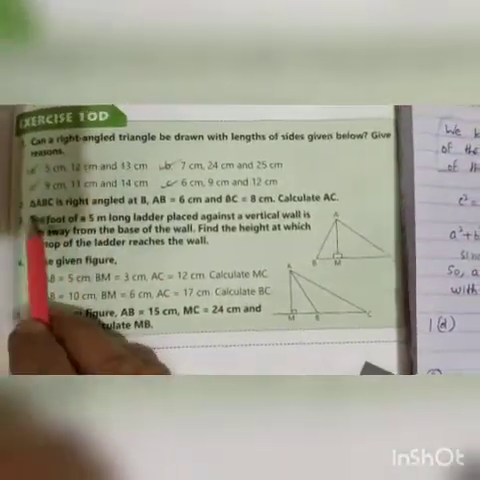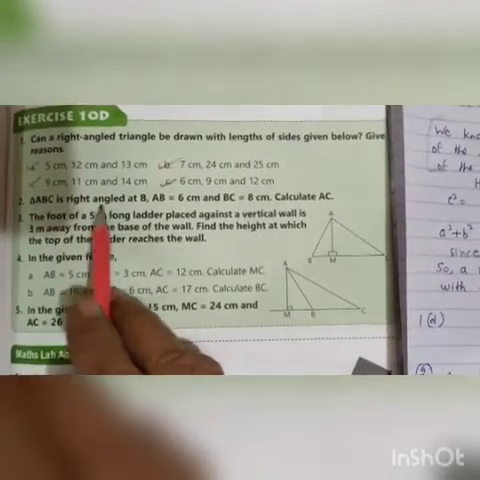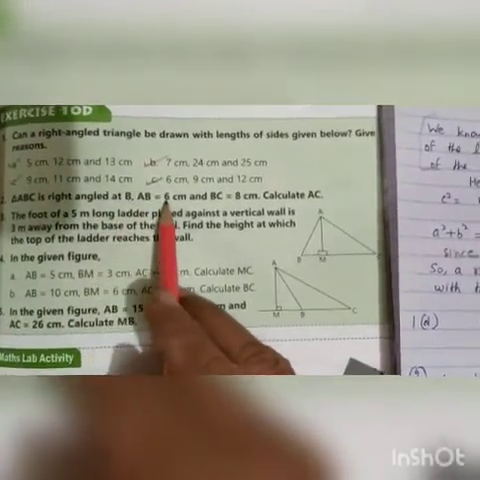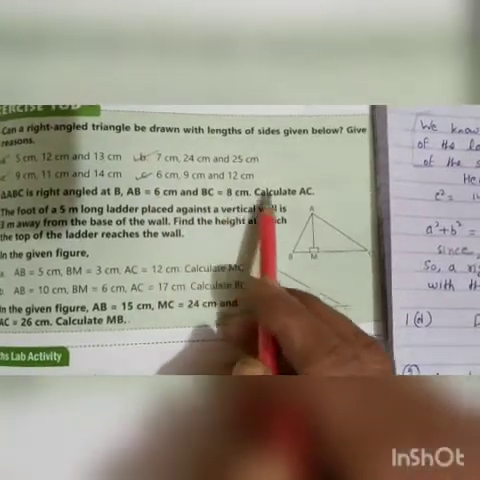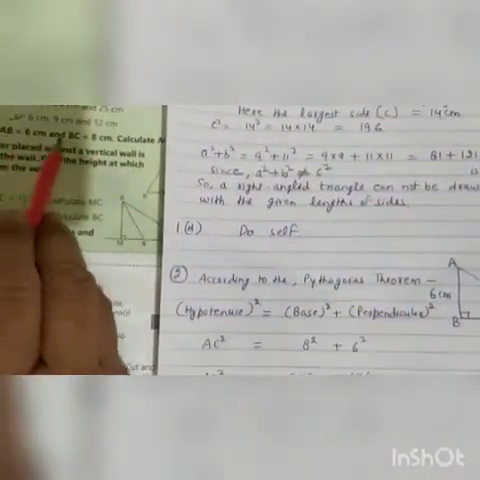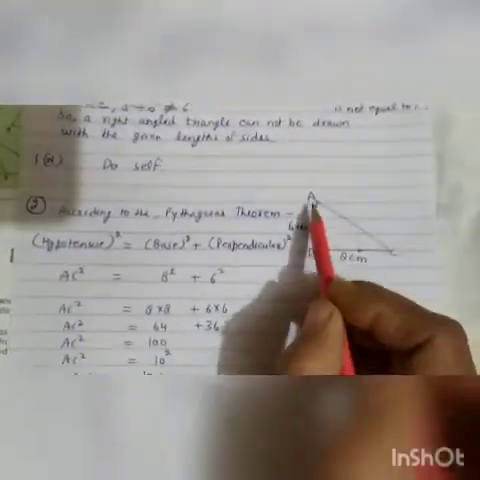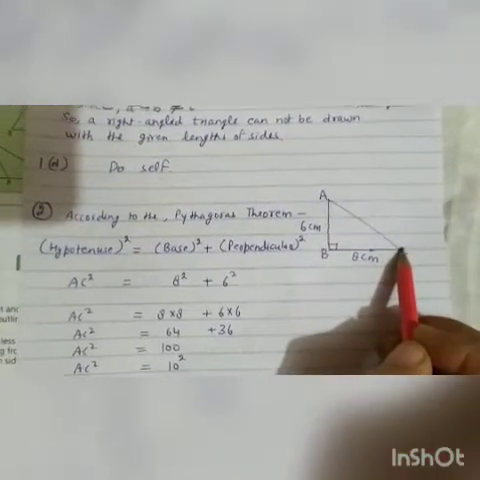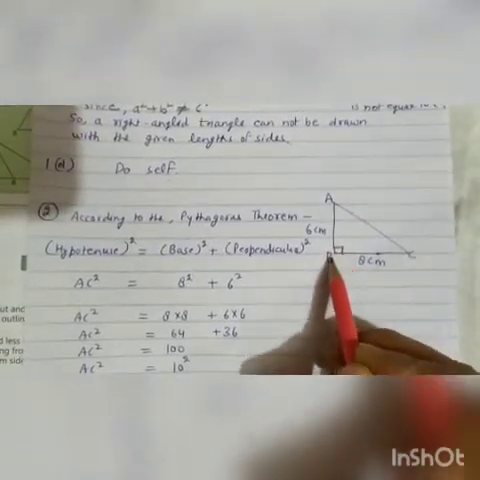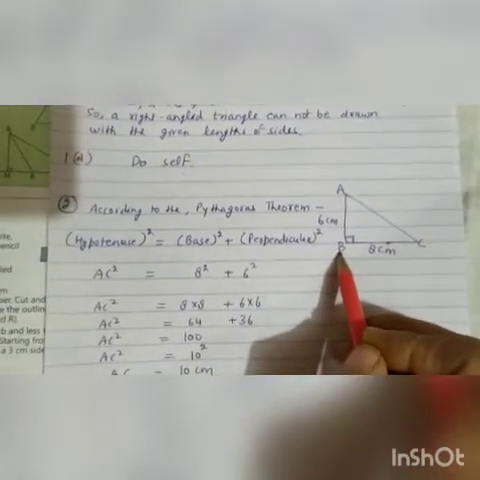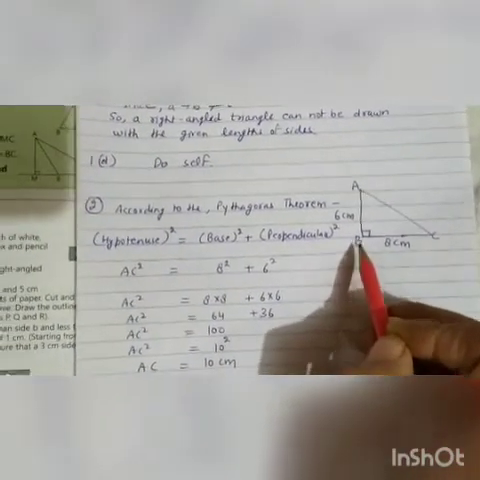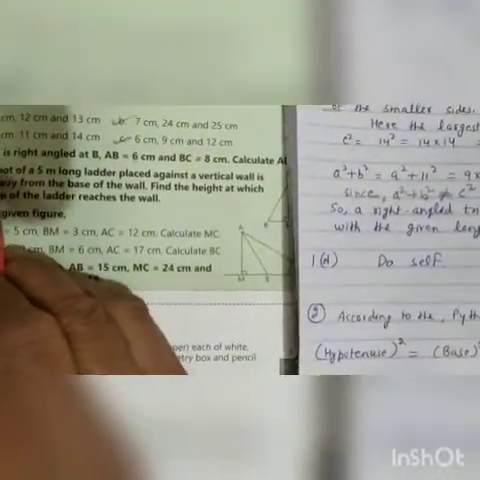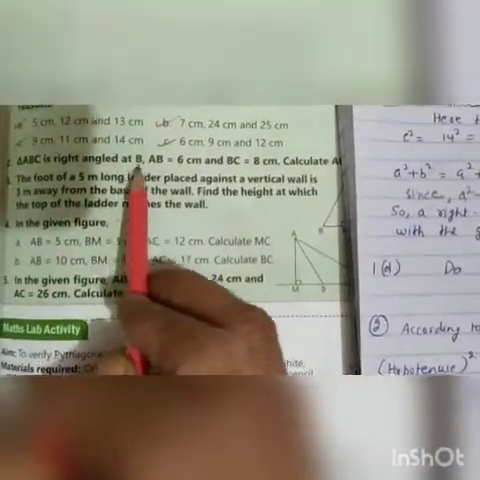Now come to its question number 2. Triangle ABC is right angled at B. AB is equal 6 centimeter and BC equal 8 centimeter. Calculate AC. See here. In this question we have to draw the figure with the help of given information. Triangle ABC is right angle at B. I have drawn a right angle triangle which is right angle at B. We will write here B. We cannot write here A or C. We will write here B because it is given that triangle ABC is right angled at B.